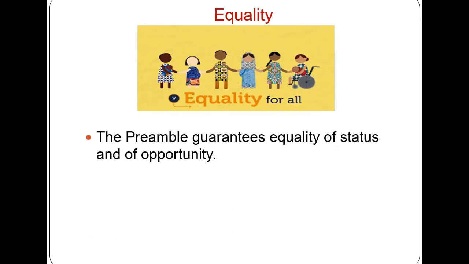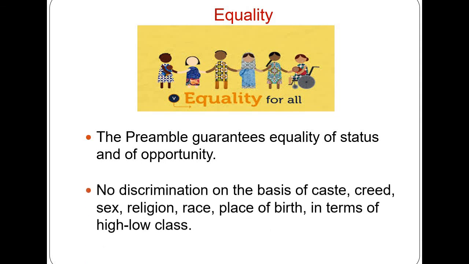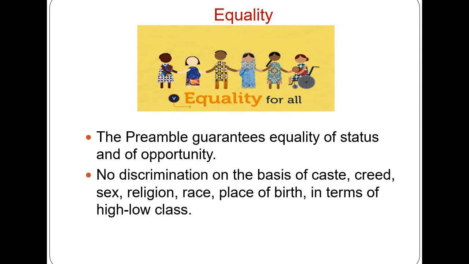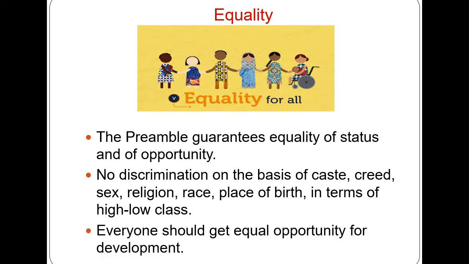Equality. The preamble guarantees equality of status and of opportunity. No discrimination will be made on the basis of caste, creed, sex, religion, race, place of birth in terms of high or low caste, or superior or inferior. Everyone should get equal opportunity for development.